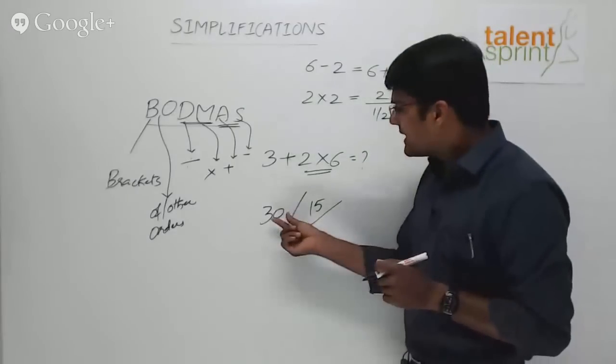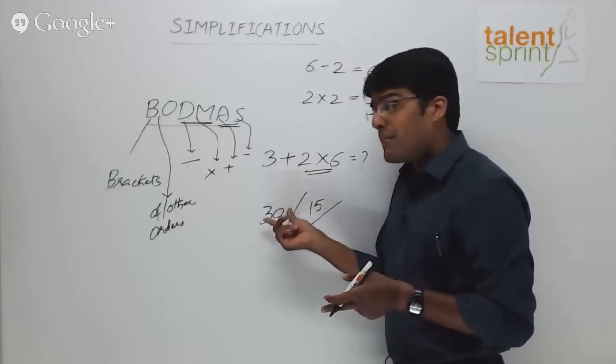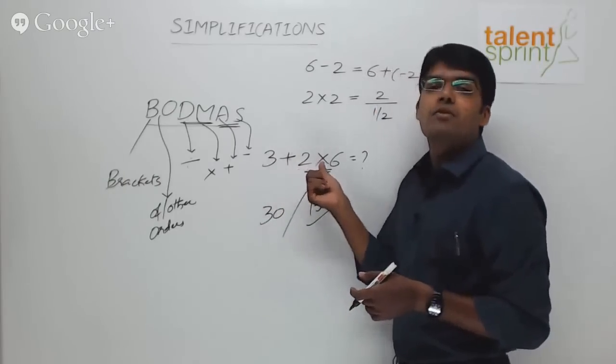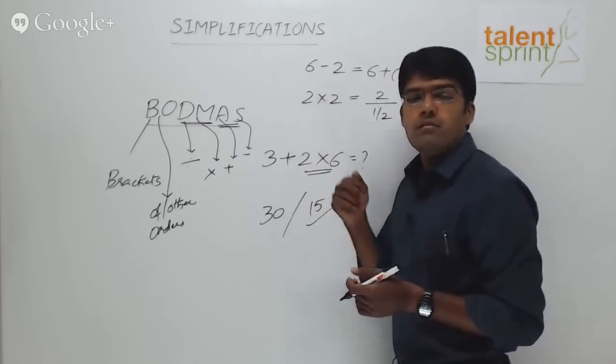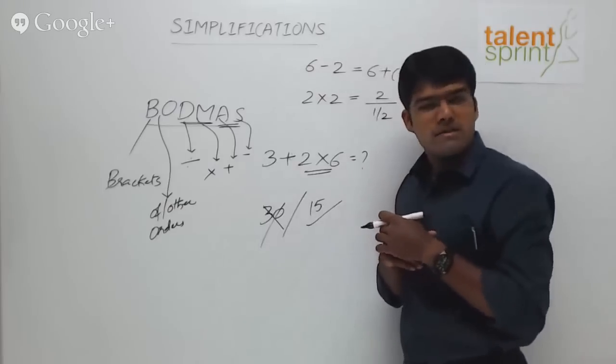How do you get 30? You are adding first: 3 plus 2 is 5, 5 into 6 is 30. But addition should not be done before multiplication. Multiplication has to be done before you go for addition. So that is the reason 30 goes against the basic BODMAS principle.